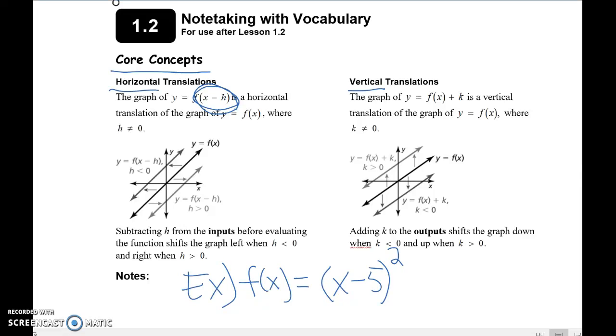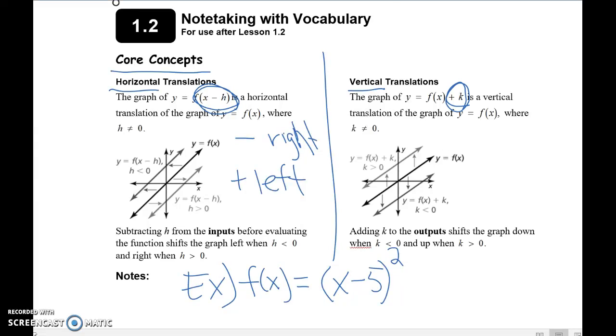If it's minus, it's moving to the right, and if it's plus, it's moving to the left. Then if we look at the vertical translations, that means the number is added or subtracted at the end. So an example of this might be something like f of x equals x squared minus 1. That would shift the graph down 1. So a plus will move it up, and a minus will shift it down.